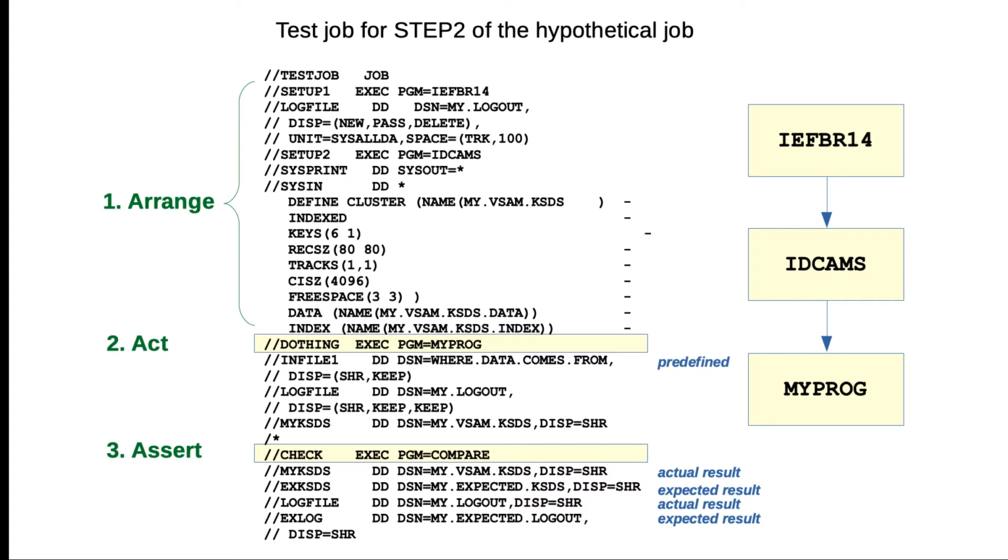In the act step, which is step doThing in this job stream, we execute the program under test. In the assert step, which is named check, we compare the actual output files with the expected contents. Many batch jobs are more complicated than this example, and the arrange and assert steps in the test case may actually require several job steps.